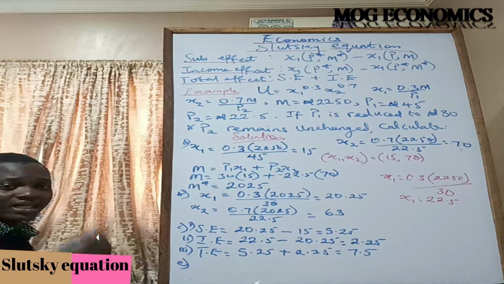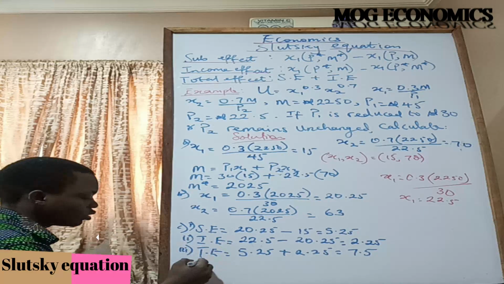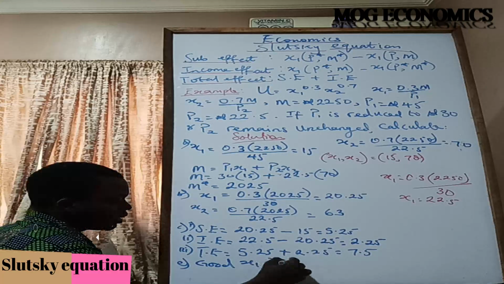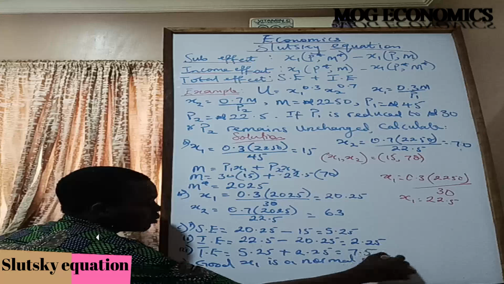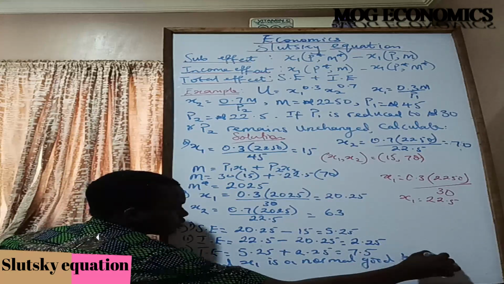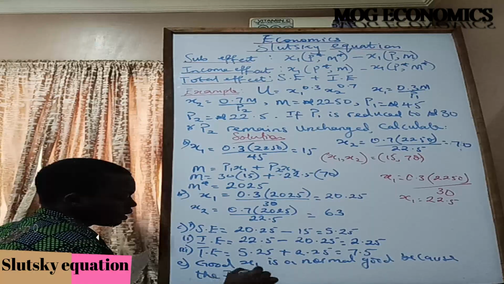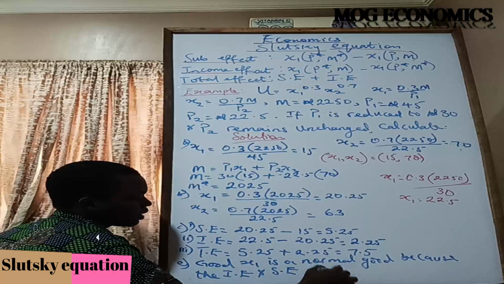So we are being asked what type of good is good X1. Good X1 is a normal good. And what is the reason? Because the income effect and the substitution effect reinforce each other.